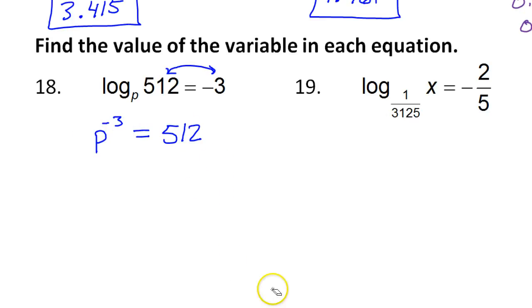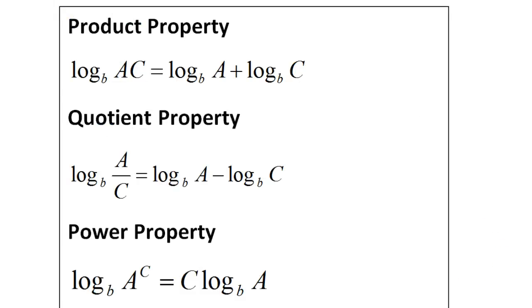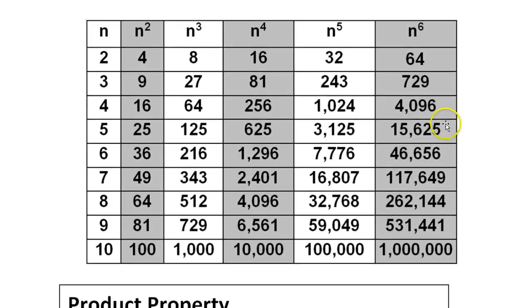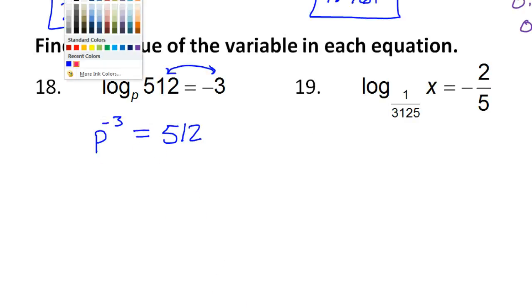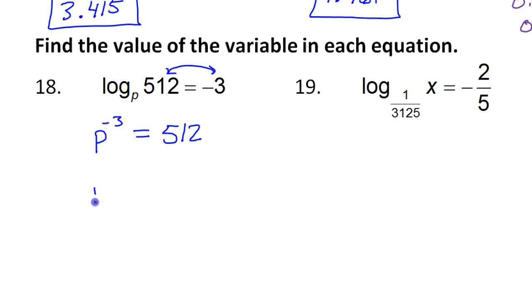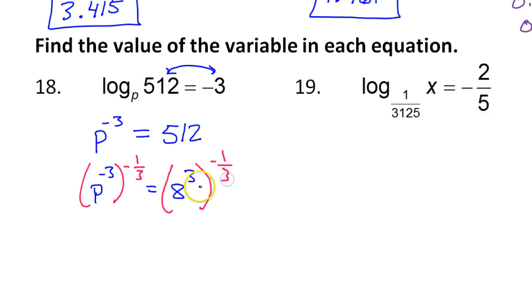let's go ahead and convert this 512 over. Alright, 512. I bet that's on the chart somewhere. Alright, there it is. 8 to the 3rd power is 512. So this is the same thing as having, alright, p to the negative 3 power is equal to 8 to the 3rd power. Alright, so now, like I said, if I raise this to the negative 1/3 power, and I raise this to the negative 1/3 power, I'm allowed to do the same power on both sides if I want to.